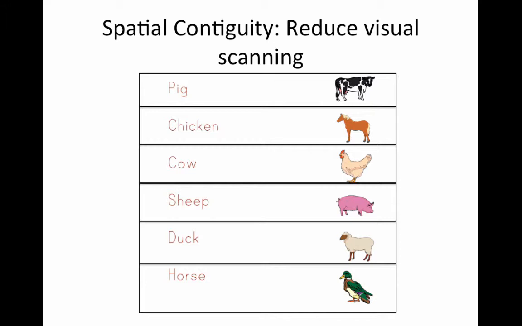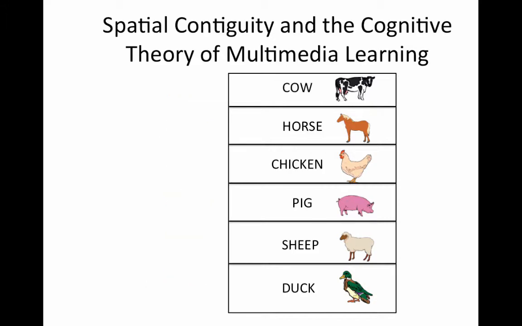When following the spatial contiguity principle, an instructional designer or teacher should place the word right next to the picture to save the learner from having to visually scan back and forth across the slide. This is an example of the spatial contiguity principle, where the words are listed right beside the picture, so the learner does not have to look back and forth across the slide.